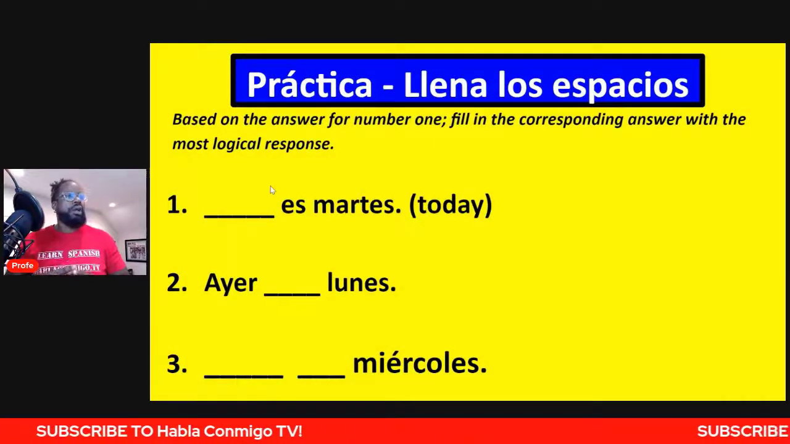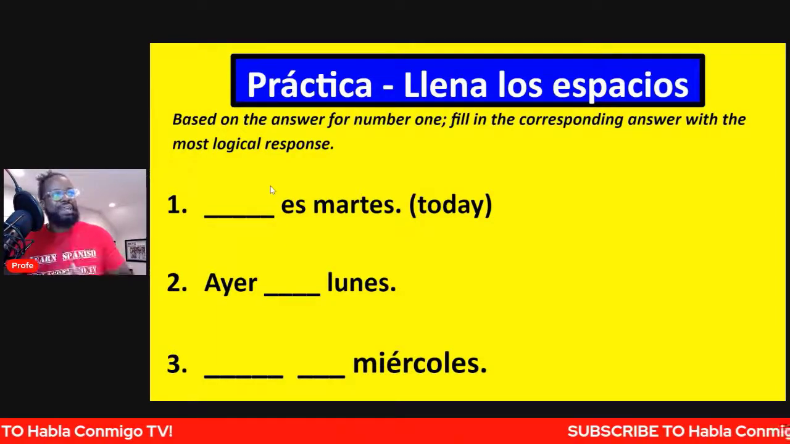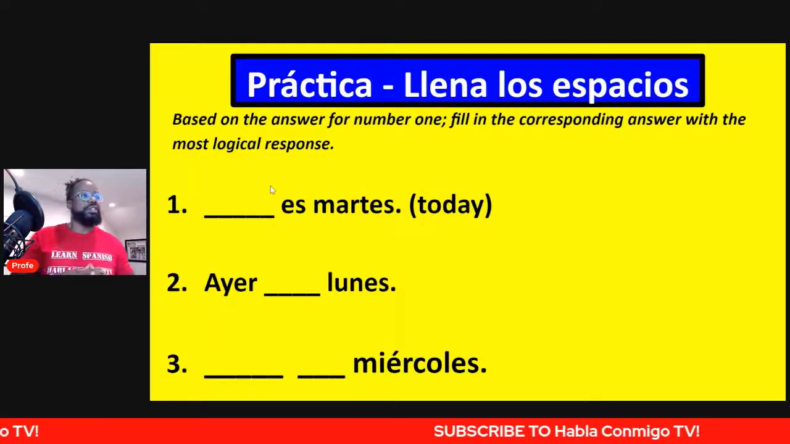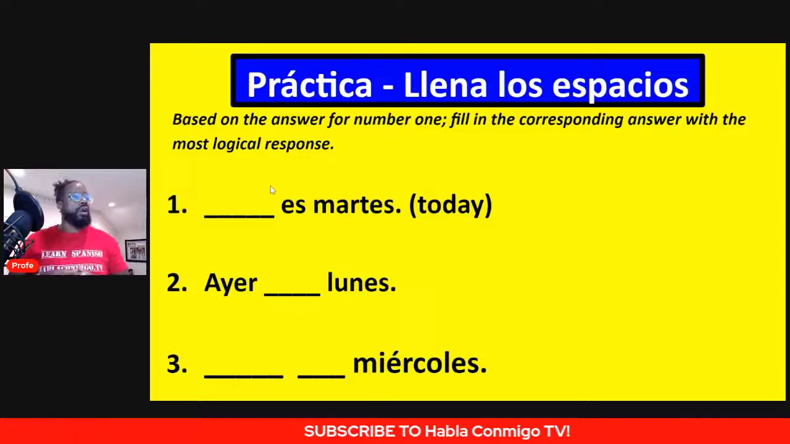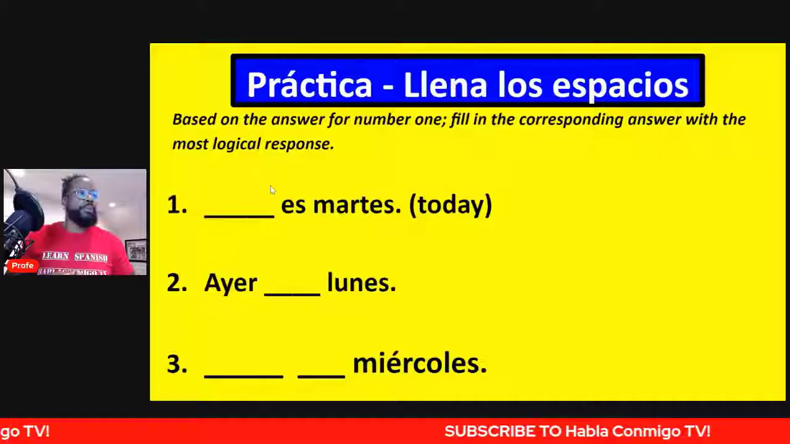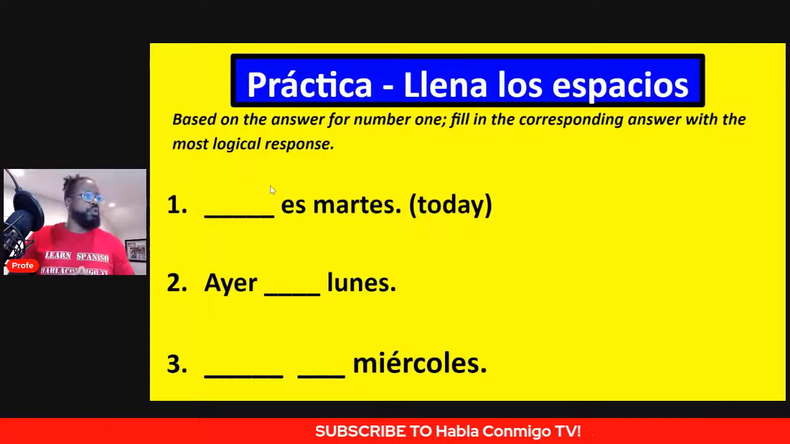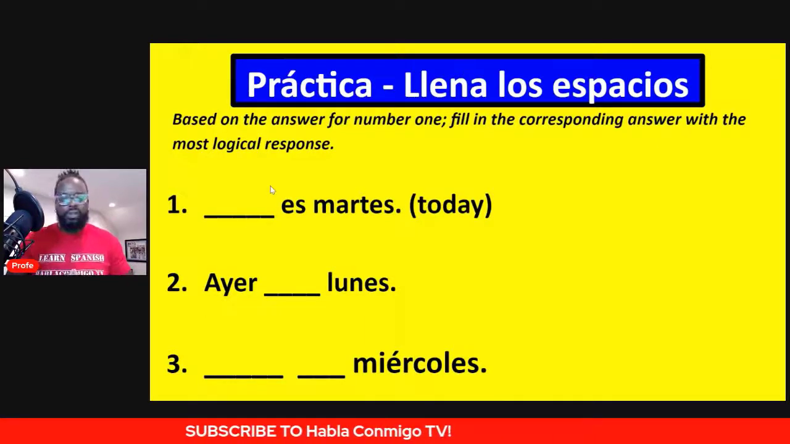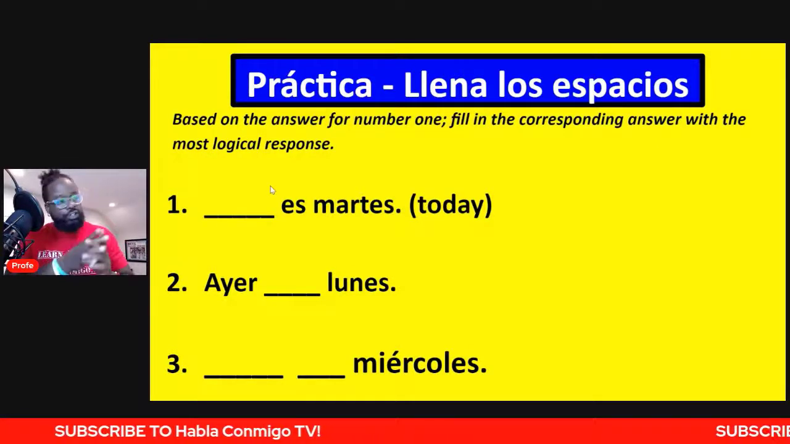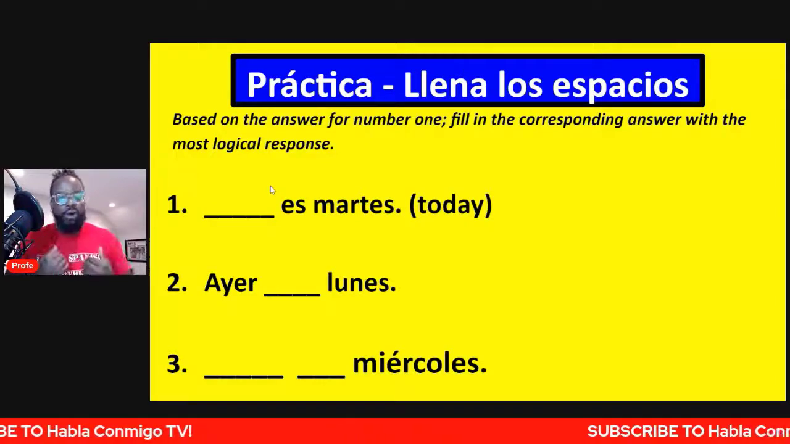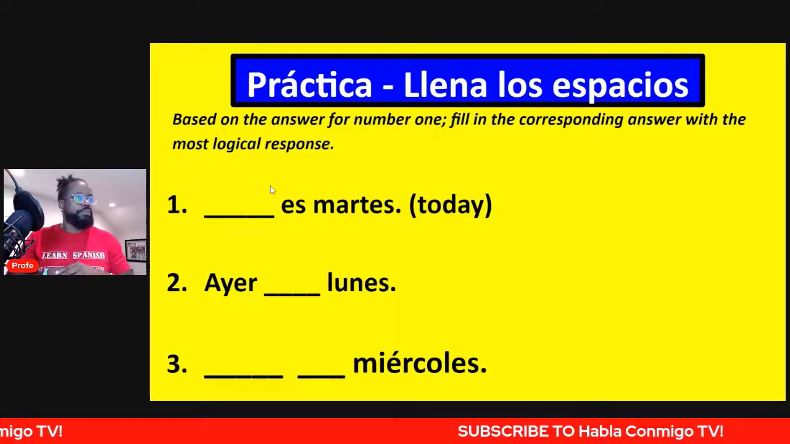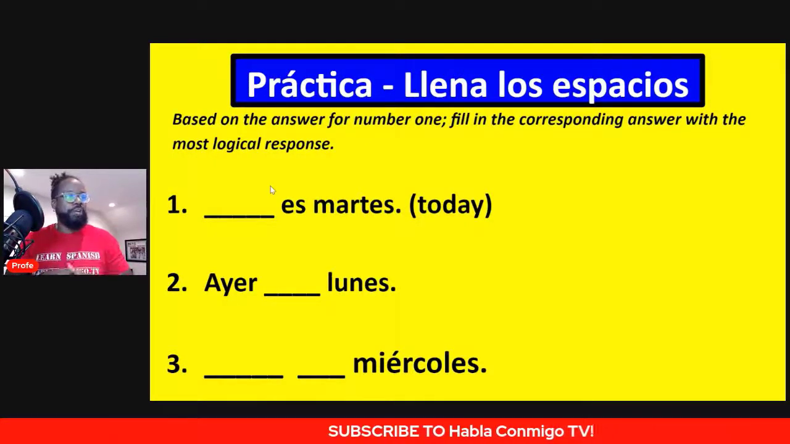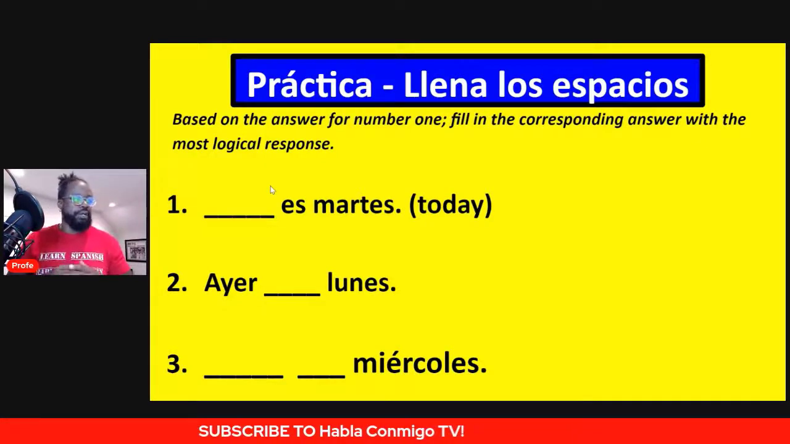Awesome. All right, damas y caballeros, tenemos práctica número 2. This is our last practice activity before we get into our exit ticket for today to see if you actually picked up what I was putting down. So we're going to find out momentarily. It says, based on the answer for number 1, fill in the corresponding answer with the most logical response. Pause the screen so that you can get your answers ready. Meanwhile, we're getting ready to go ahead and do this. All right, so blank es martes, hoy es martes.